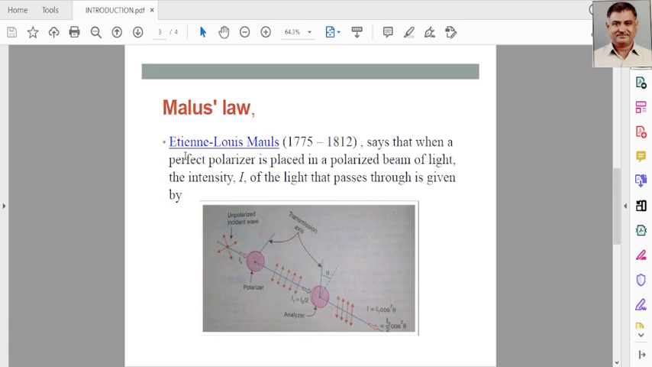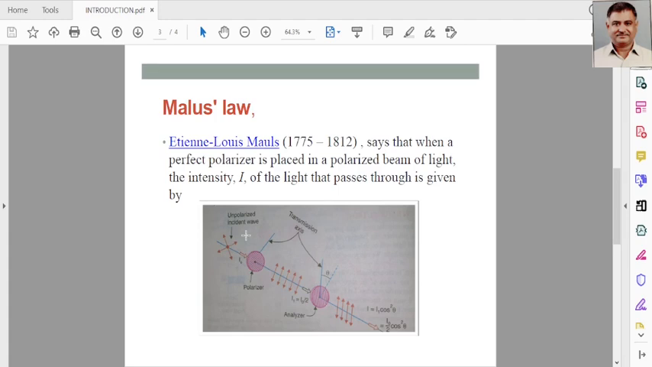Then this is Malus's law. He developed such a law for getting the concept of polarization. He says that when a perfect polarizer... see, in the chapter we have two concepts, that is a polarizer and an analyzer.